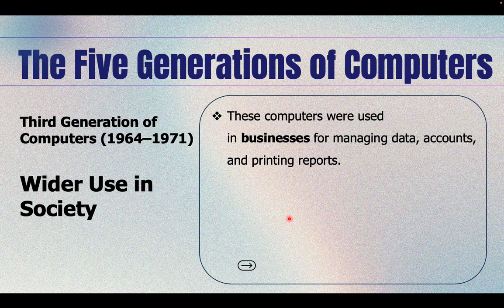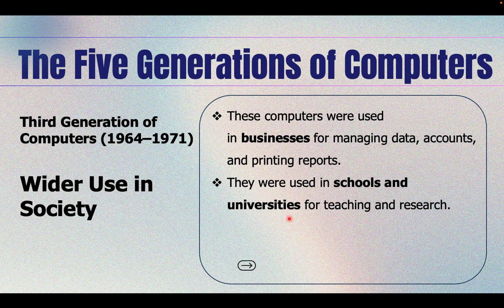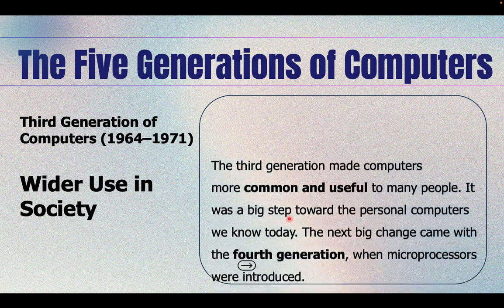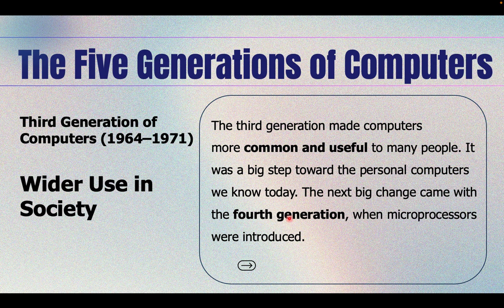Then one of the things that we can talk about in the third generation is that these computers were now used in businesses for data management, accounts, and then printing of reports. So there's a wider use in the society now. People were getting to use it for their personal stuff. They were used in schools, universities for teaching and research purposes. Government also used them in administration and planning of its activities. So now the computers became more common and useful to so many people.